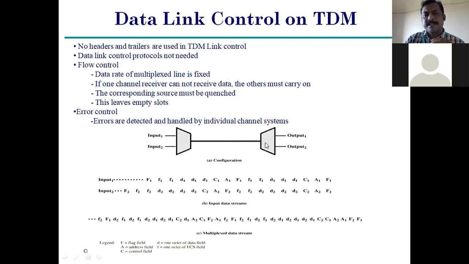Then there is a demux. What is the use of demux? It separates each individual channel. Here it separates the information from the single communication link. In this single communication link, mixed information is available, so it is separated into output 1 and output 2.